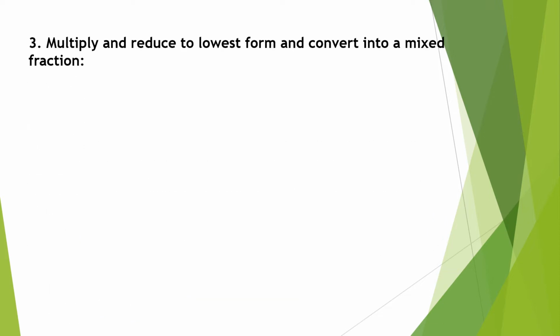Next question number 3. Multiply and reduce to lowest form and convert into mixed fraction. So children, in this question, what is the rule of multiplication of a whole number by a fraction? First we can recall the rule. Yes, multiply the whole number with the numerator, then keep the same denominator. This is the rule we can use in this question.